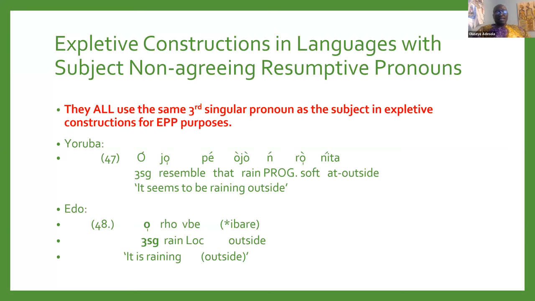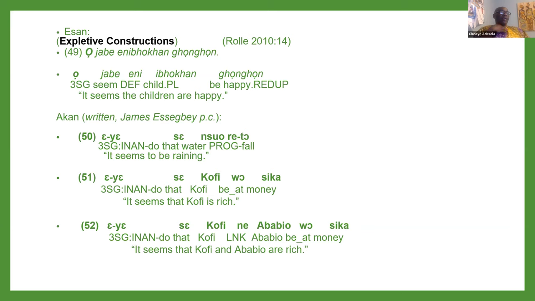So, one thing that all of these languages have in common is that all the languages that do have a non-agreeing resumptive pronoun in the subject position that we have seen in this presentation, Edo, Yoruba, Esan, Akan, all of them use the third person singular resumptive pronoun, or what looks like it, in expletive constructions. So for Yoruba, we say Ujokwe, Ujoronita, in which case the third person singular pronoun is what is used just to satisfy the subject requirement of the sentence. For Edo, Oro Ve, the third person singular pronoun is used to fulfill the requirement that there must be a subject in that position. The same thing applies to Esan, Ojabe, any Kobogbogan. In this case, the third person singular pronoun, the same one that is used in the non-agreeing position, is used to provide a subject to that expletive construction.